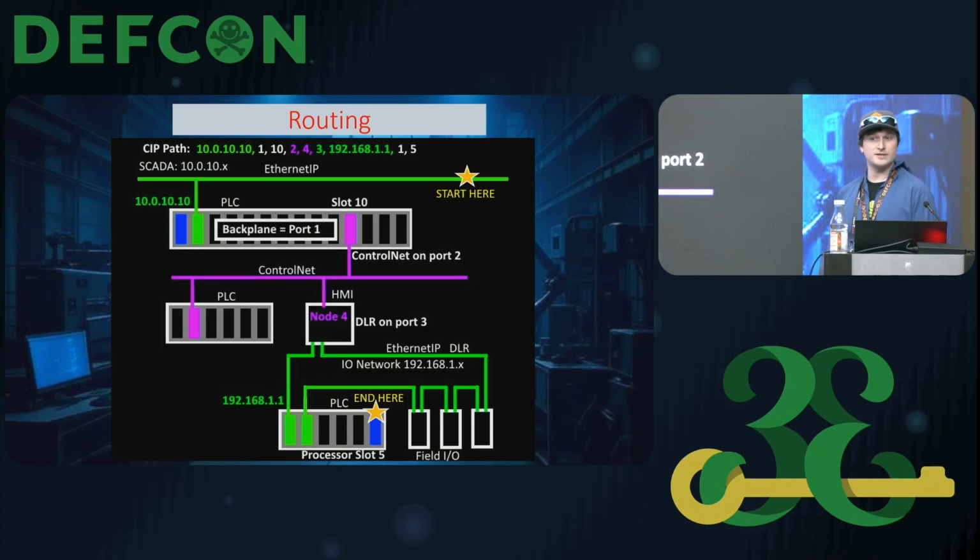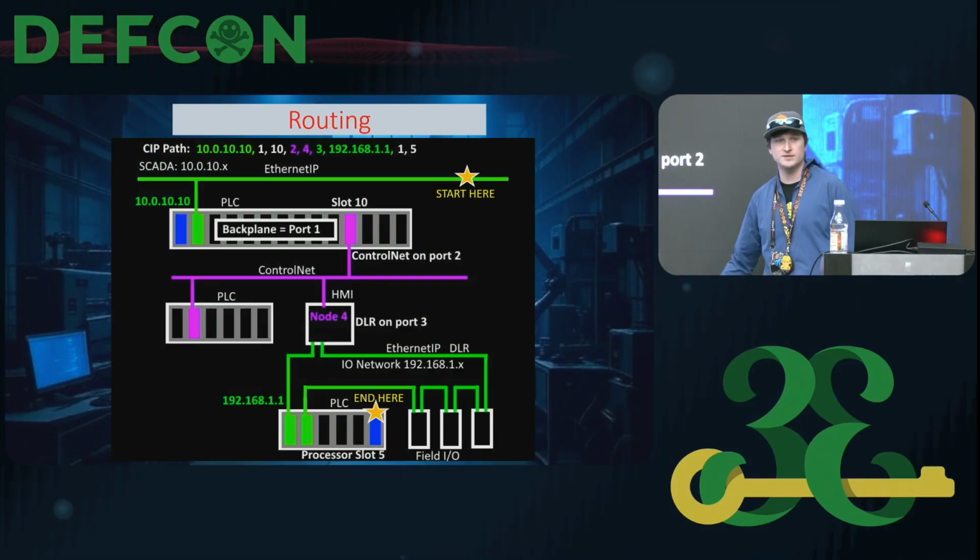I just sent a request from one Ethernet network that had no Ethernet-based connections to another Ethernet-based network by utilizing CIP routing. I traversed a control net network. I traversed 3 different devices to get there.